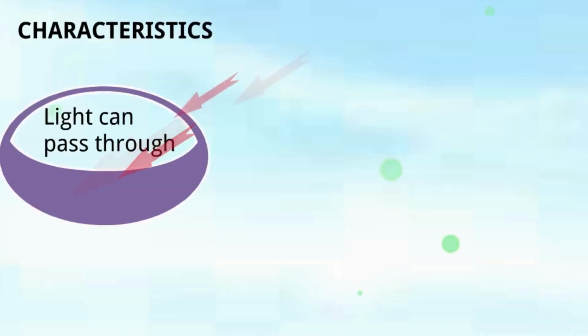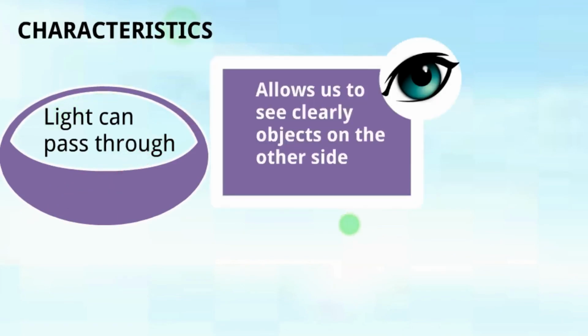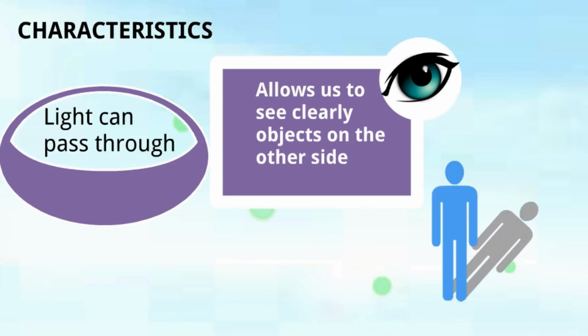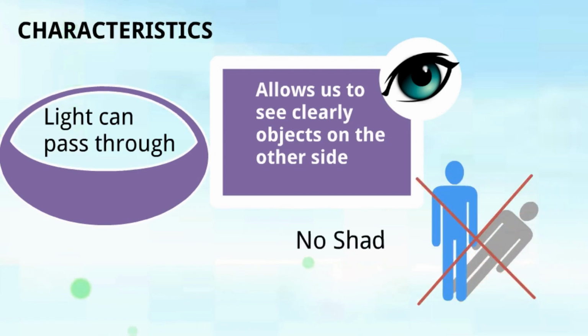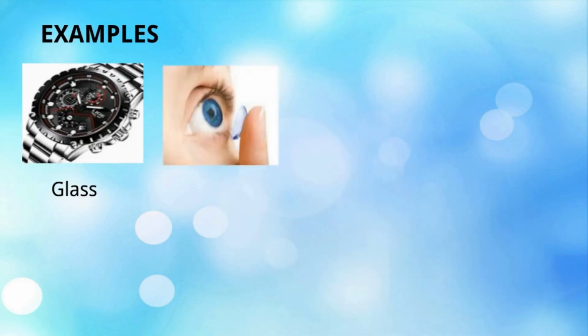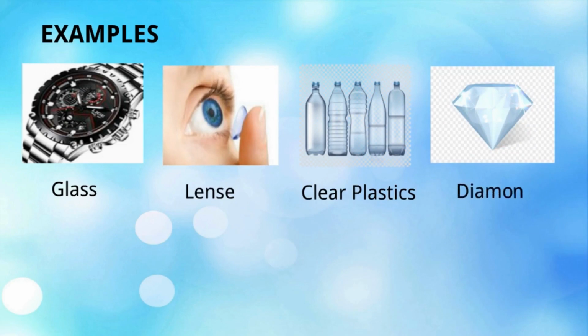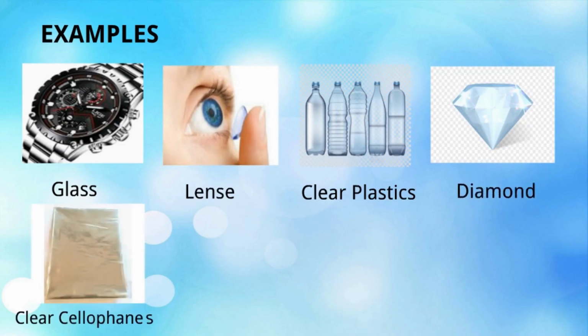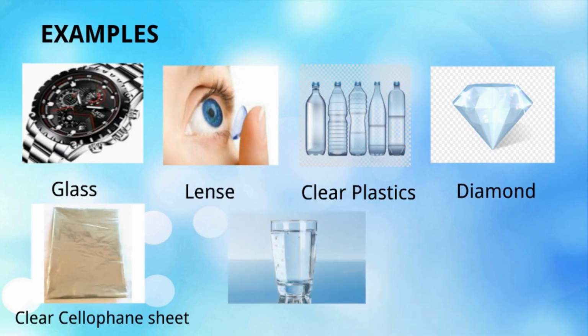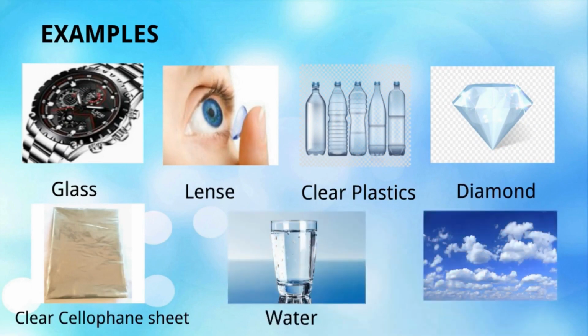Characteristics: light can pass through, allows us to see clearly objects on the other side, and shadow formation. Since we know that shadow is formed only when light is obstructed, but here light is passed through, so there will not be any shadow formation here. Example: glass, lenses, clear plastics, diamond, clear cellophane, clear water, and air.